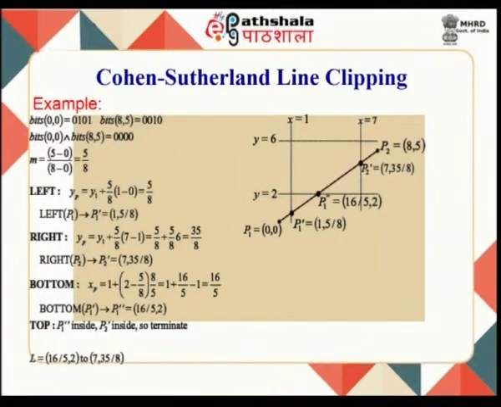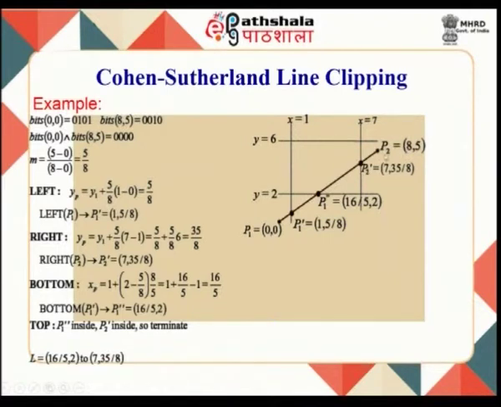There is an example to explain this Cohen-Sutherland algorithm. On the right you can see that the window boundaries are defined by 4 infinitely extending lines: x equal to 1, x equal to 7, y equal to 2 and y equal to 6, which make up the clip window region. Given a line with endpoints p1 (0, 0) and p2 (8, 5), it extends from (0, 0) to (8, 5).